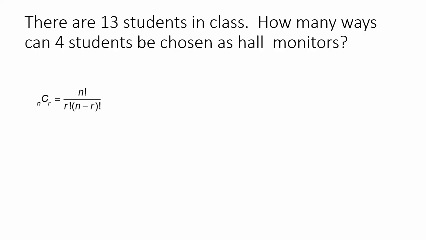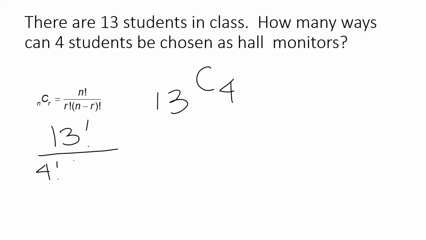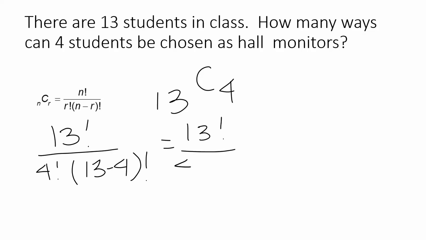Let's try a story problem. There are 13 students in class. How many ways can 4 students be chosen as hall monitors? Using our formula, this is 13 choose 4. So putting this into our formula, this would be 13 factorial divided by r factorial, 4 factorial, times 13 minus 4 factorial. So 13 factorial divided by 4 factorial, 9 factorial.